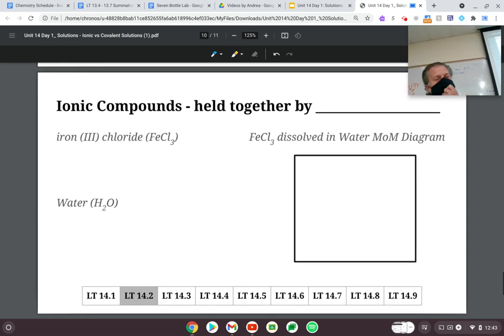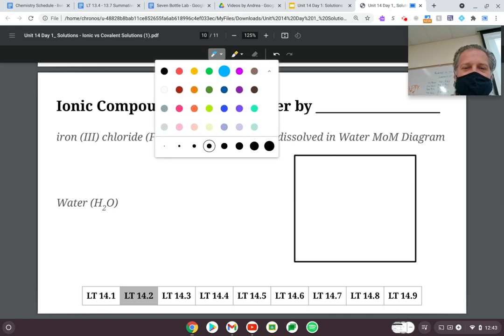Now, the last couple examples here that we need to talk about are ionic compounds. So, ionic compounds are held together.